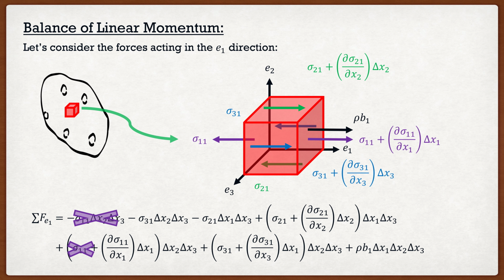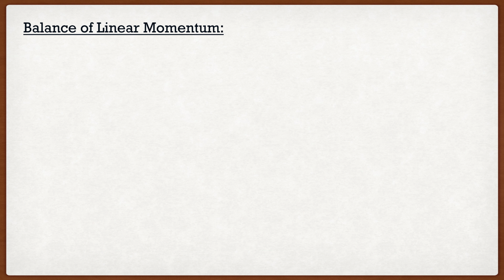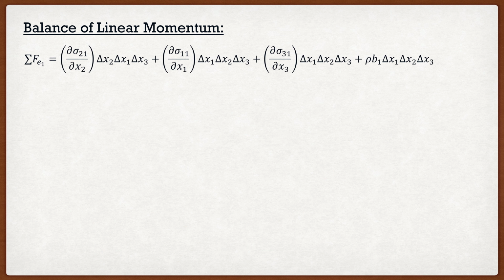That sigma 1,1 times delta x2, delta x3, well, it actually appears on the other side, so we can cancel it out. And same thing for sigma 2,1, and the same thing for sigma 3,1. So just by doing this over here, we actually simplify our equation to the following. All right, so now the question becomes, what is this equation equal to? Remember, when I'm trying to manipulate equations, I have to have both sides of the equations.